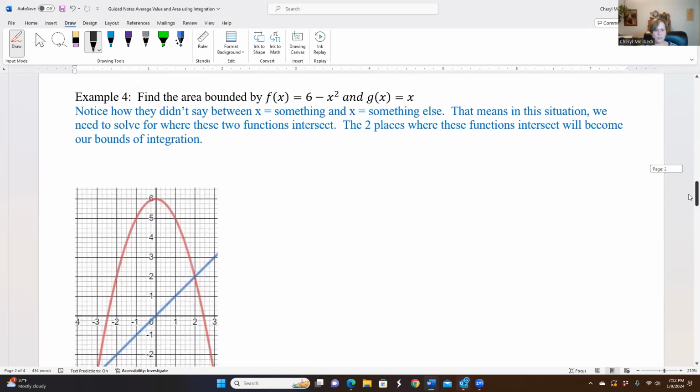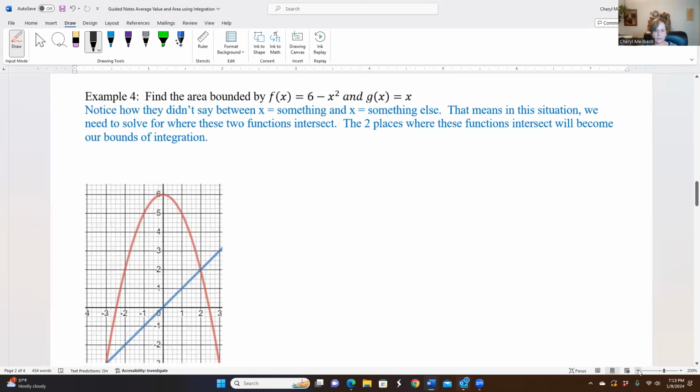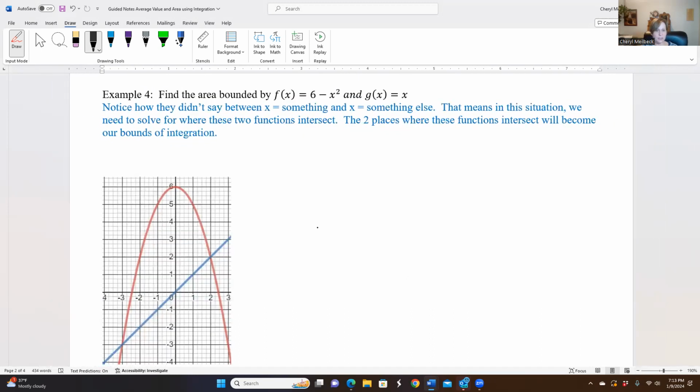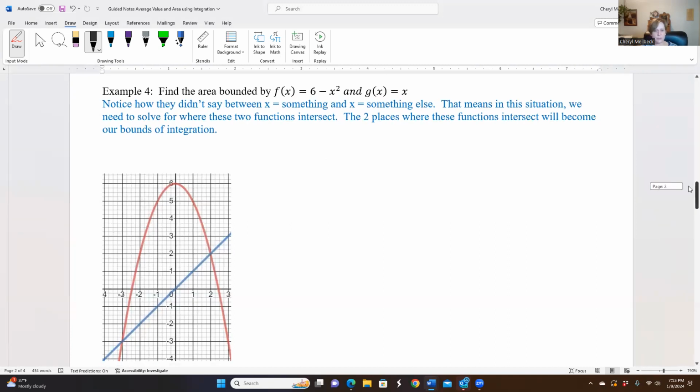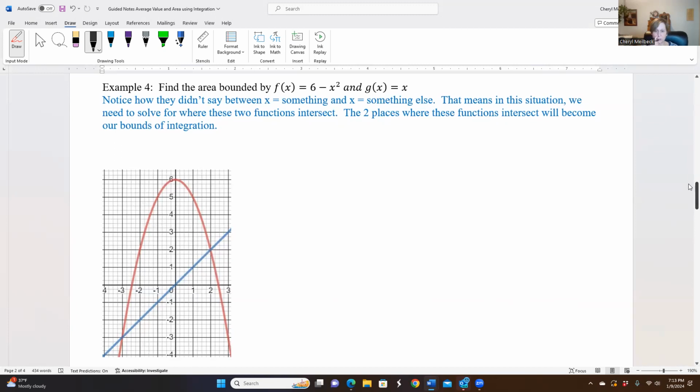Okay, so we want to find the area bounded by 6 minus x squared, and the g of x function is x. Notice how we didn't give the bounds of integration like we did in the previous two questions. So here, in order to know where to integrate from, we have to know where the functions intersect. It's always a good idea to graph the functions.